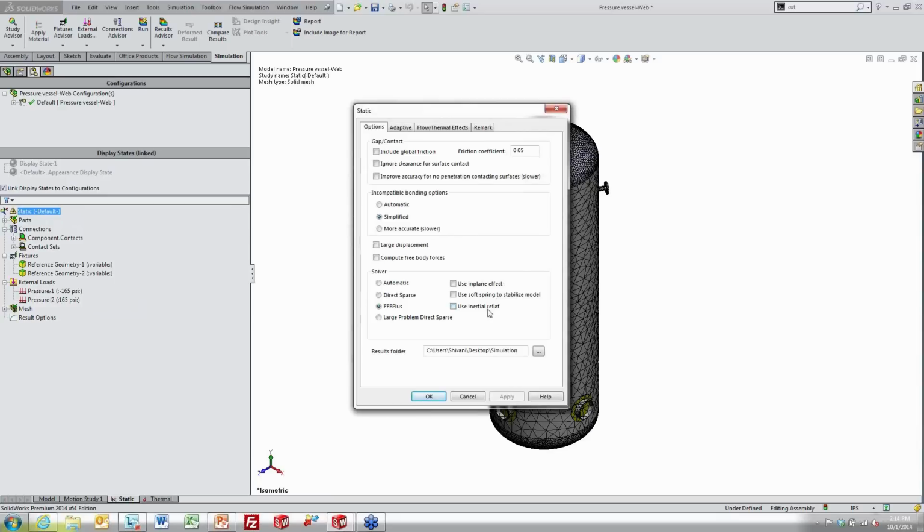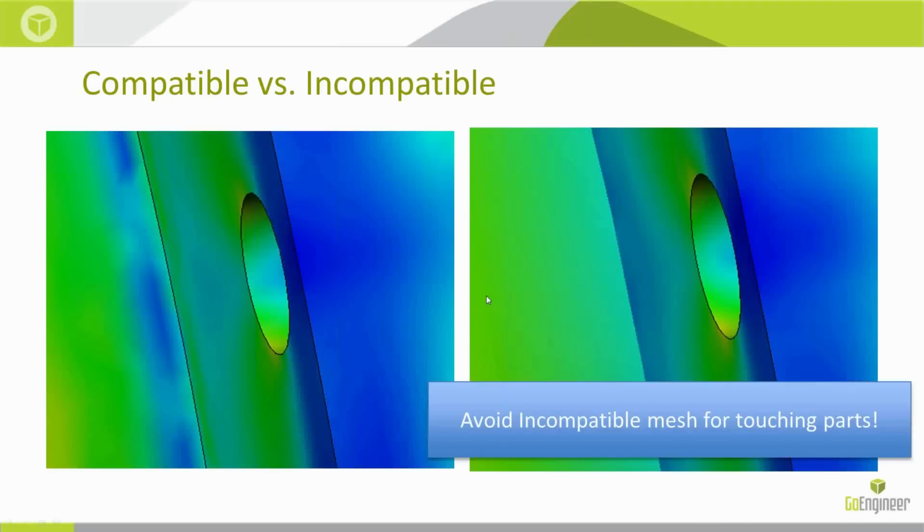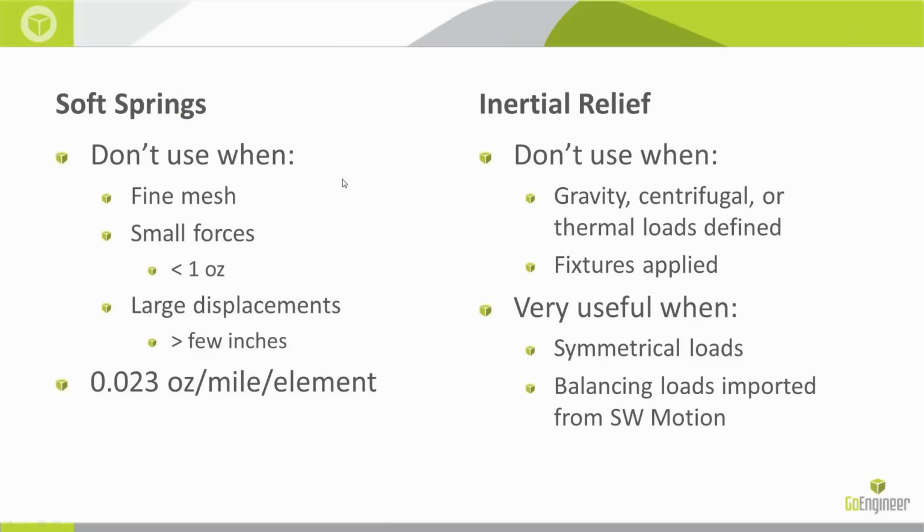You could also use inertial relief in other situations. In this situation, I will use soft springs. What soft springs is, is a bunch of little tiny springs, kind of like a mattress, and they hold the whole part together all around it. And if it starts to shift a little bit to the left or a little bit to the right, those springs push it back into place.